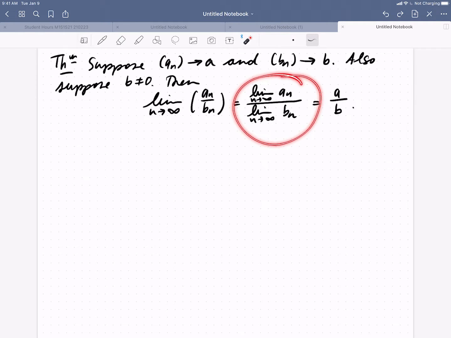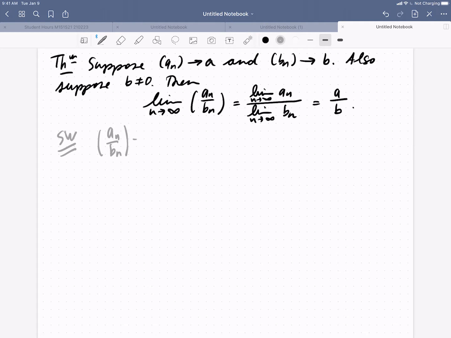And this little intermediate statement is put in here just to emphasize the way we usually think about the algebra. The limit of the quotient is the quotient of the limits. So let's do some scratch work. What we're going to do is this. We're going to think of the sequence that we're interested in as the product of two sequences. One sequence is our A_n, and the other is the reciprocal of our B_n.